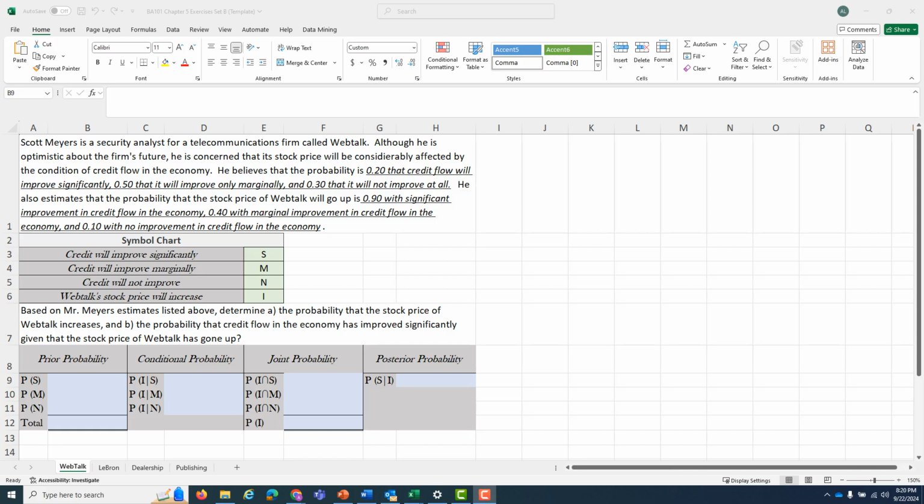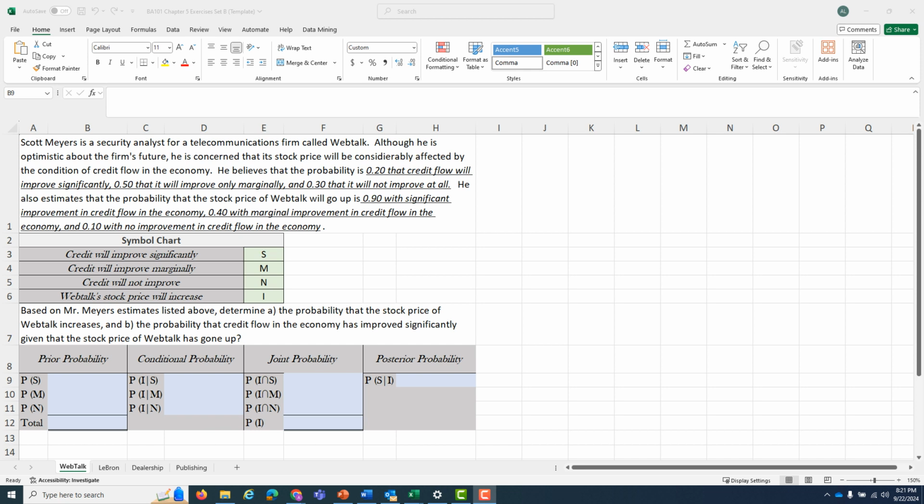This analyst is making the following assumptions right here. He believes that the probability is 20% that credit flow will improve significantly, a big chunk. There's a 50% chance that it will improve only marginally, and a 30% chance that there will be no improvements to credit flow at all.